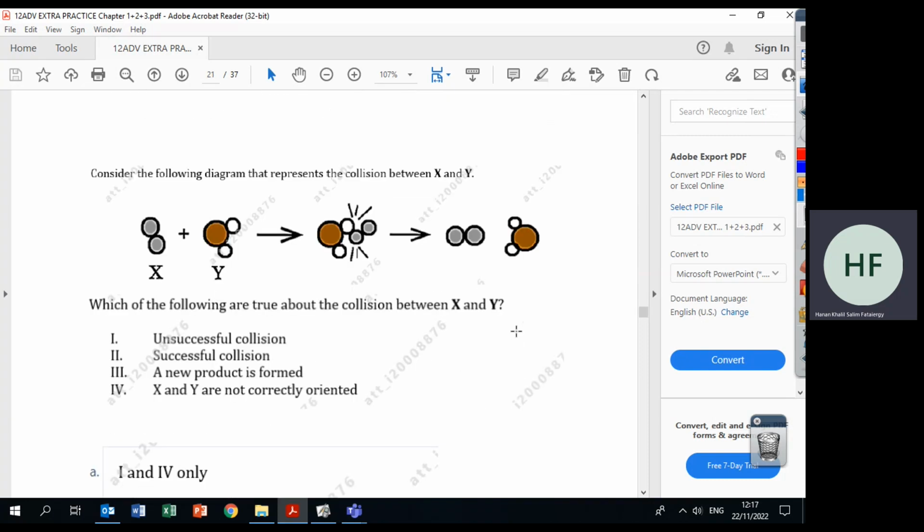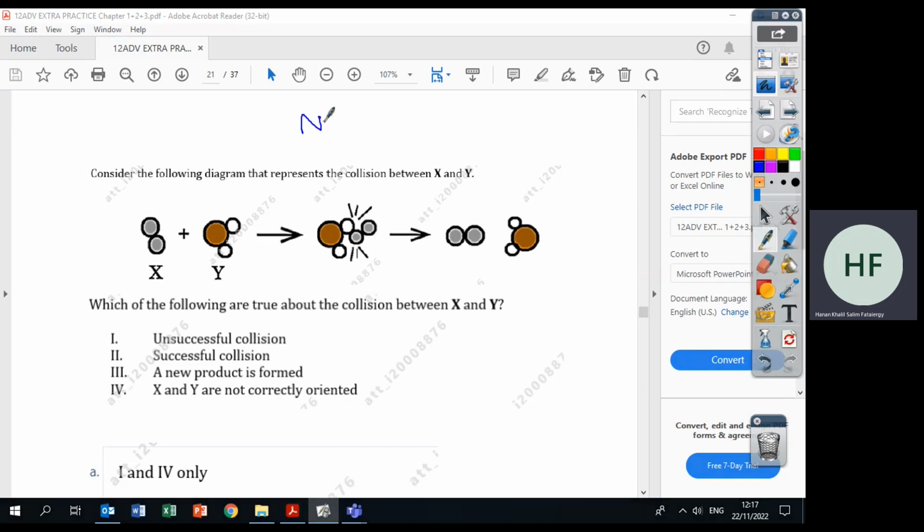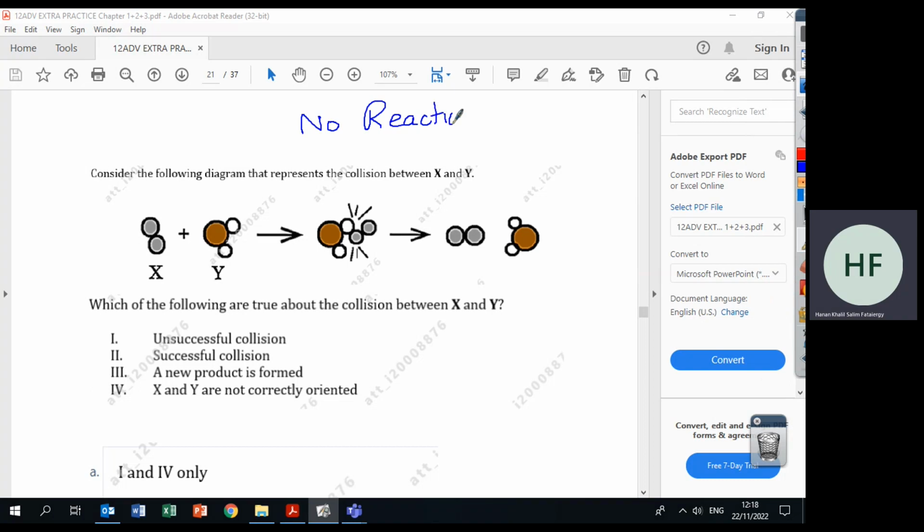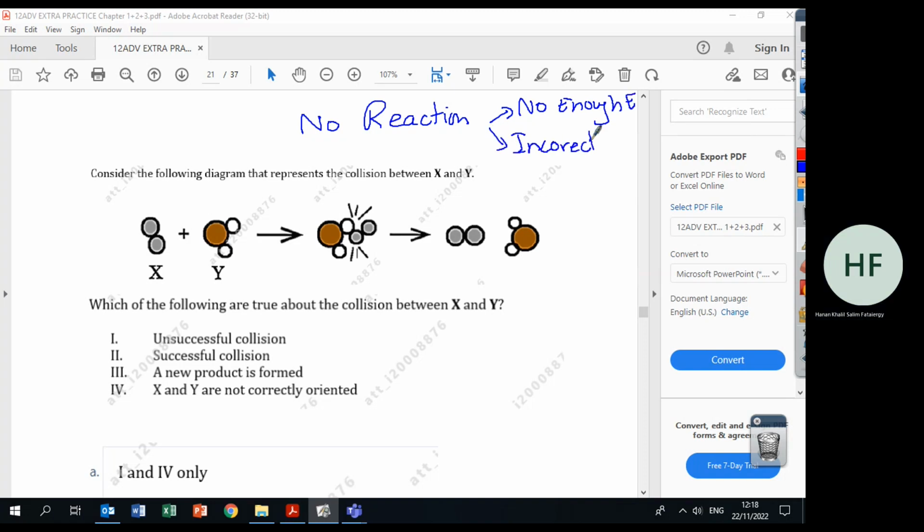Okay, now I want you to look at this. First decide, is this collision successful? Yes or no? Of course no. Why? Because these two are the same as these two. So there is no reaction taking place. No reaction. Of course the reasons are not enough energy or incorrect direction, orientation. So this is unsuccessful, correct. It is successful, of course wrong. A new product is formed, wrong. X and Y are not correctly oriented. This is true. So the answer is 1 and 4 only. So this is the correct answer.